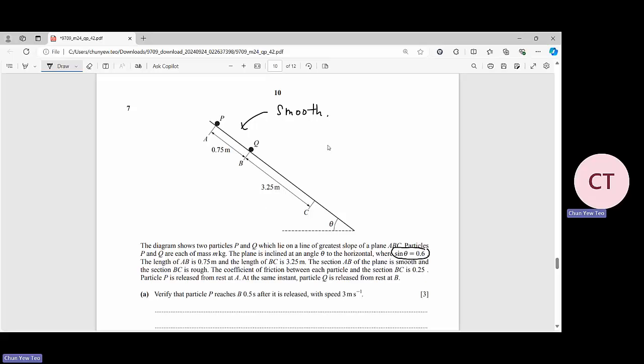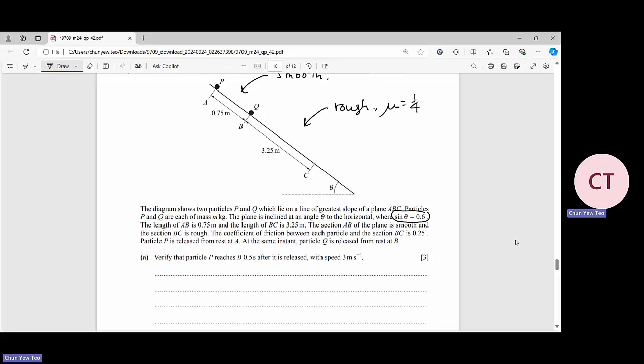And the section BC is rough. The coefficient of friction between the particles and the section BC is 0.25. Particle P is released from rest at A. At the same instant, particle Q is released from rest at B. Verify that particle P reaches B 0.5 seconds after it is released, with a speed of 3 meters per second.